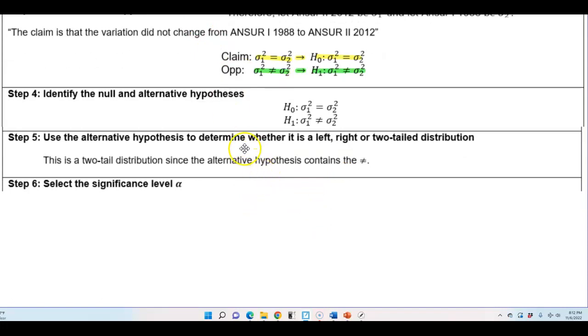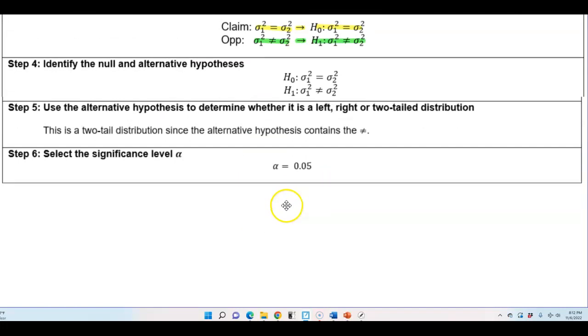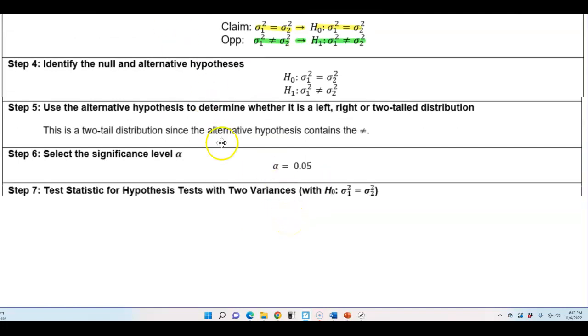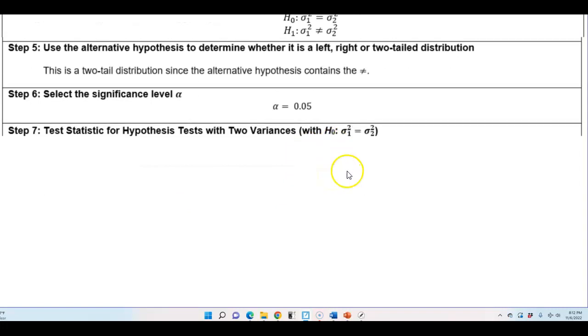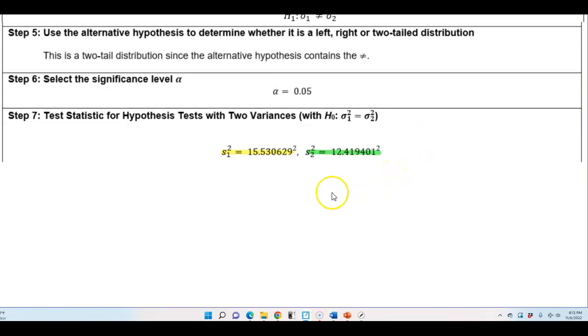Then we're going to select the significance level alpha. In the problem, alpha is equal to 0.05. And now in step 7, we want to find the test statistic for the hypothesis test with two variances, with the null hypothesis being population variance 1 equal to population variance 2. So recall that sample variance 1 is 15.530629 squared, and sample variance 2 is 12.419401 squared.